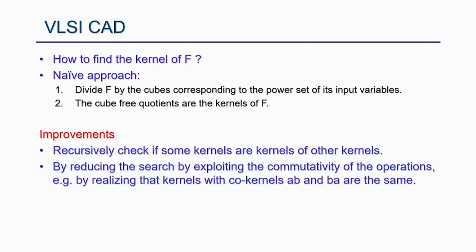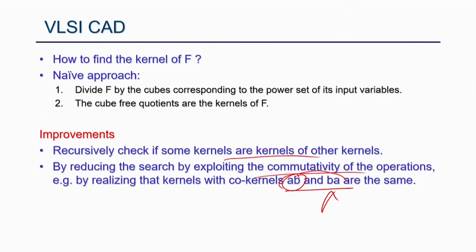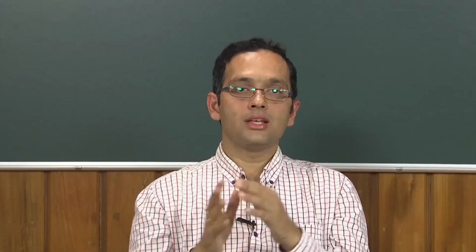On the improvement side, I can recursively check if some kernels are kernels of others, a subset of others, or I can use the commutative property: if a b and b a are in the same kernel, and I found a b, I am not going to explore b a and so on, right. So, this is something you can do. So, this is how I can find the kernels. This is the overall summary of how I can use this division operation to find the common sub-expression among multiple expressions, right.